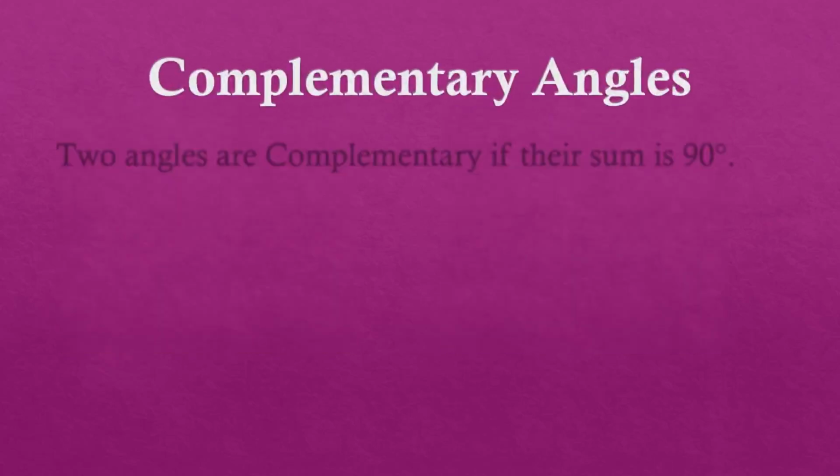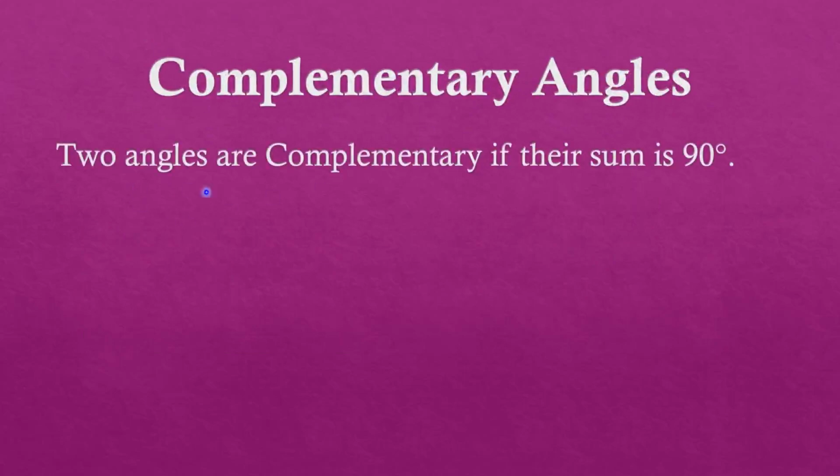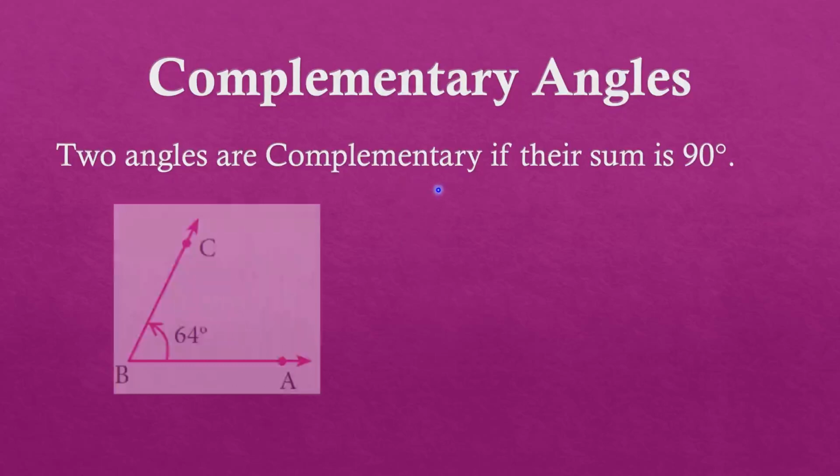Next we are going to see complementary angles. Two angles are complementary if their sum is 90 degrees. That is, two angles add பண்ணும்போது 90 degree கிடைச்சது அப்படின்னா those two angles are said to be complementary angles. See this example. Here we have the angle ABC. That is, at B we have the angle as 64 degrees.